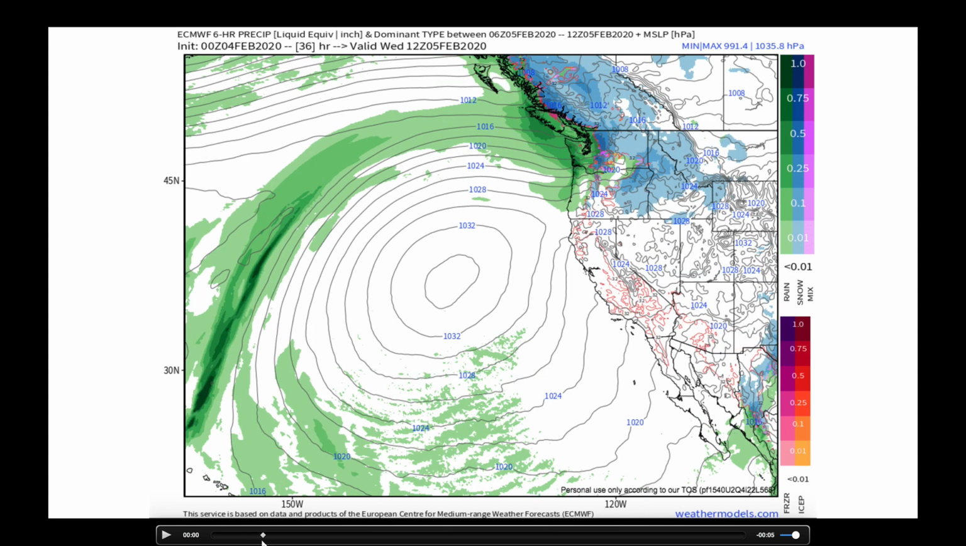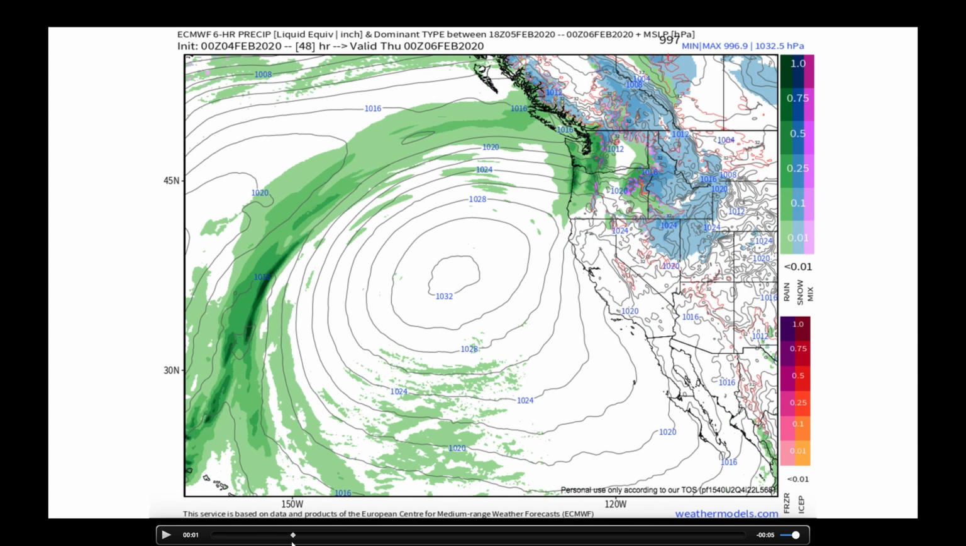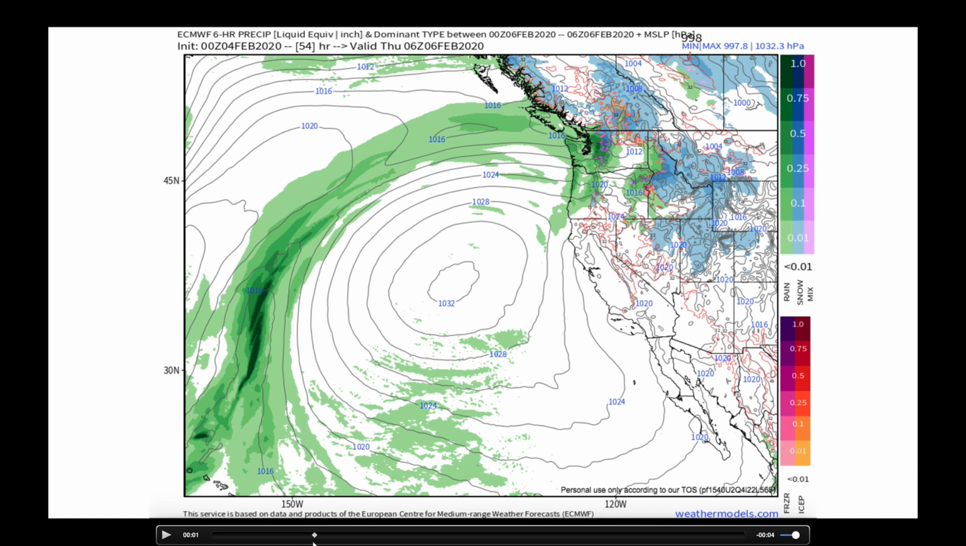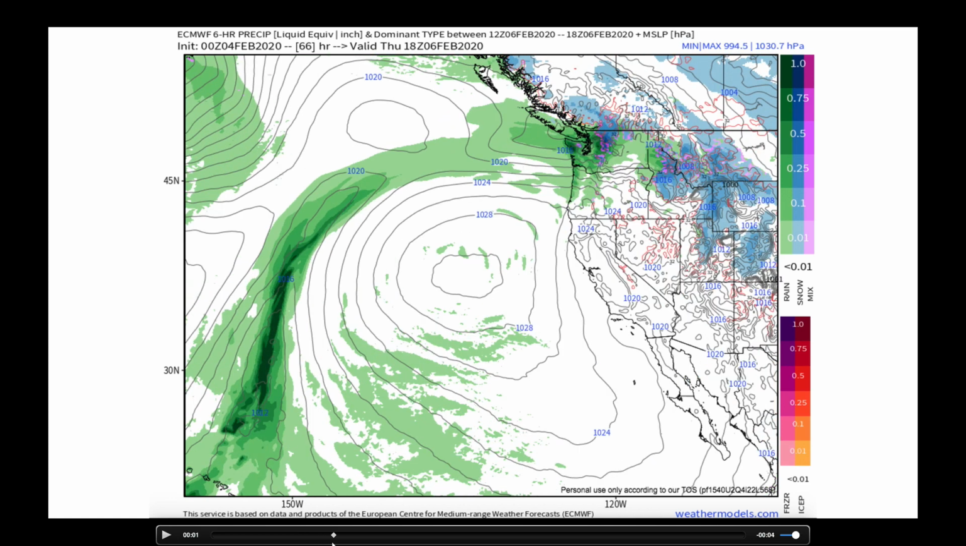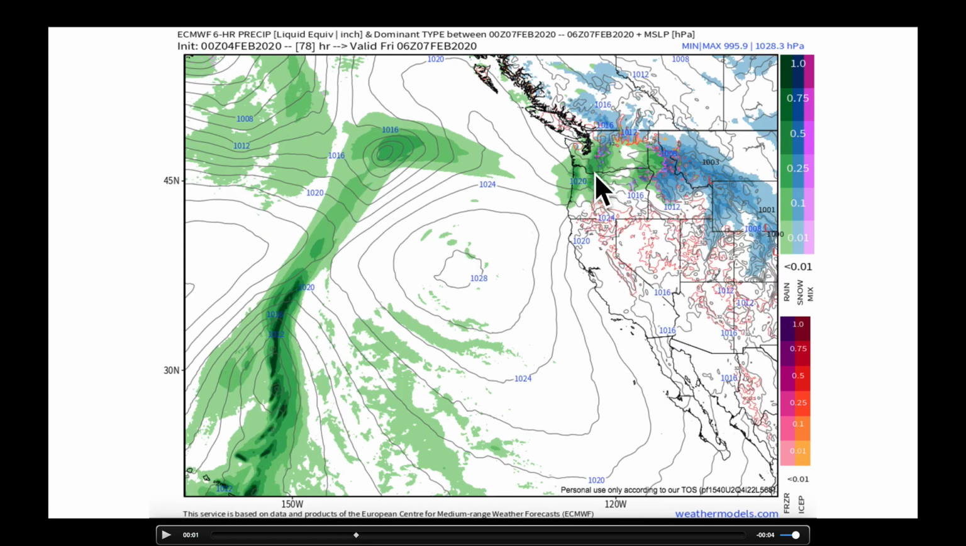So coastal precip for Oregon and Washington over the next 24 hours here. Okay. As we move forward into Wednesday afternoon and evening, Thursday morning is here. Thursday afternoon, evening. Did you see the high pressure cell basically go nowhere? That's why through the end of this week, California remains bone dry and cold. All the flow is coming around the northern side.